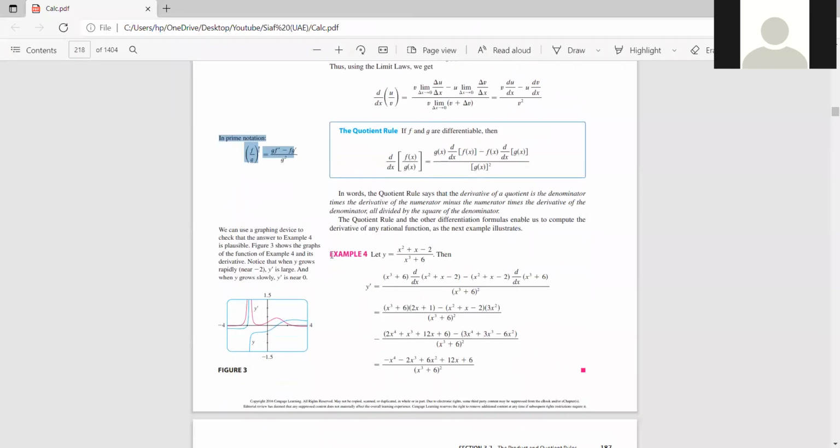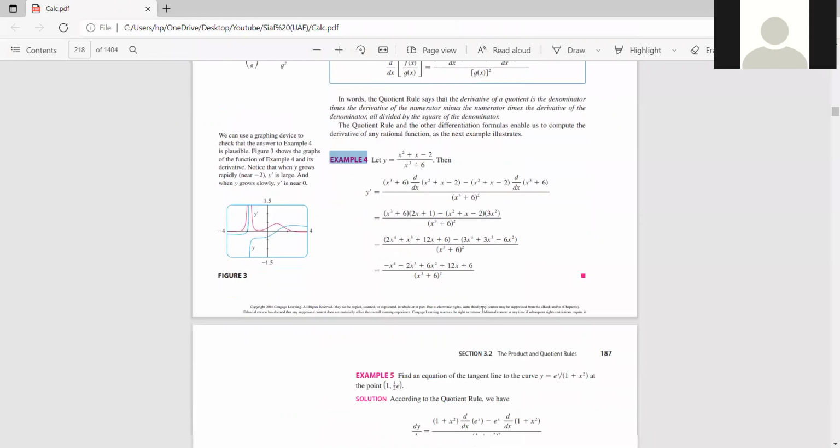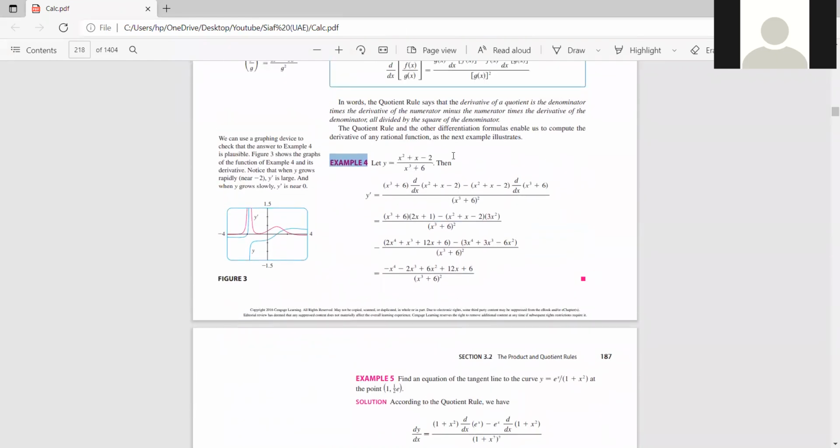Let's do example number 4, which is quite complicated. Our function is x squared plus x minus 2 divided by x cubed plus 6. We know that both the functions are being divided, so we have to use the u over v or dividing formula of differentiation. So let's write down the function first.